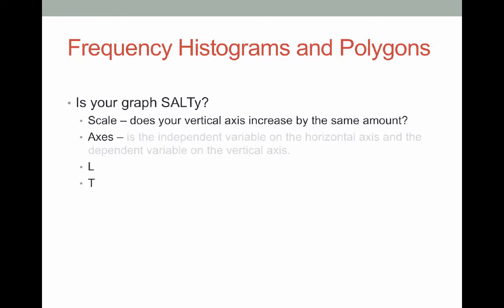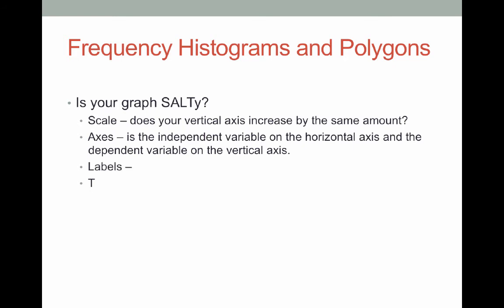A is for axes: is the independent variable on the horizontal axis and the dependent variable on the vertical axis? The dependent variable will depend on the independent variable. Now, what that means is that if I looked at my previous slide, you would see that I had the number of siblings. That is something that I chose, and the frequency is the variable that I would have to get the information from. I'd have to ask people about how many siblings they had, and they would tell me what their numbers were. So that was something that was completely dependent on my questioning.